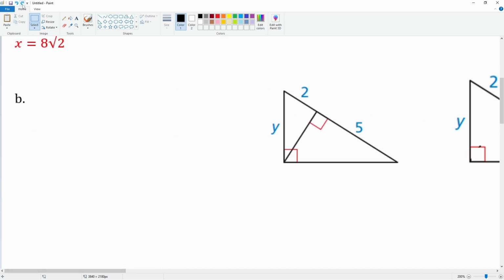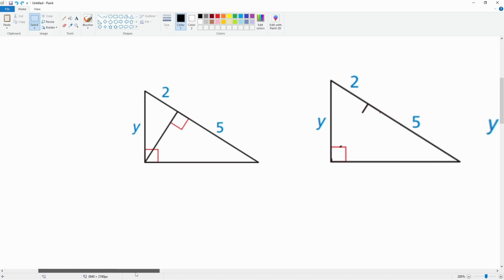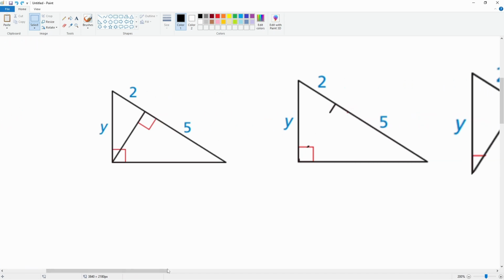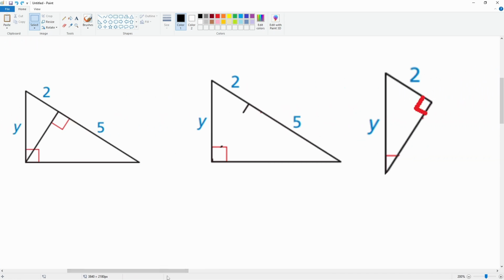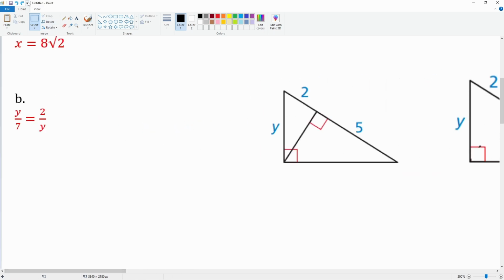This allows you to set up this ratio. Y over 7, so y over hypotenuse is equal to 2 over hypotenuse, which is y. Cross multiply, you get y squared is equal to 14. Square root both sides, you get y equals square root 14.